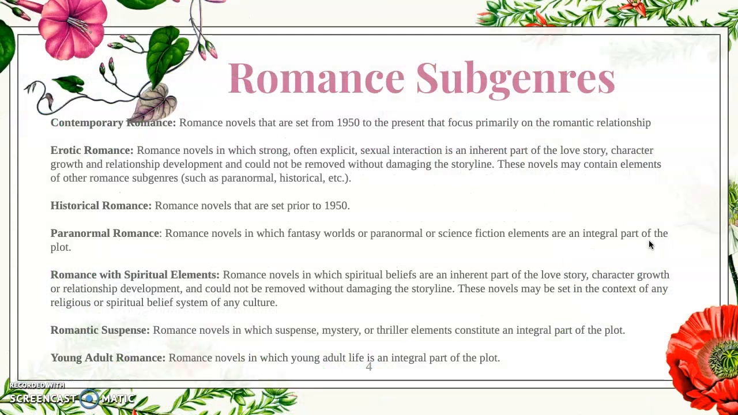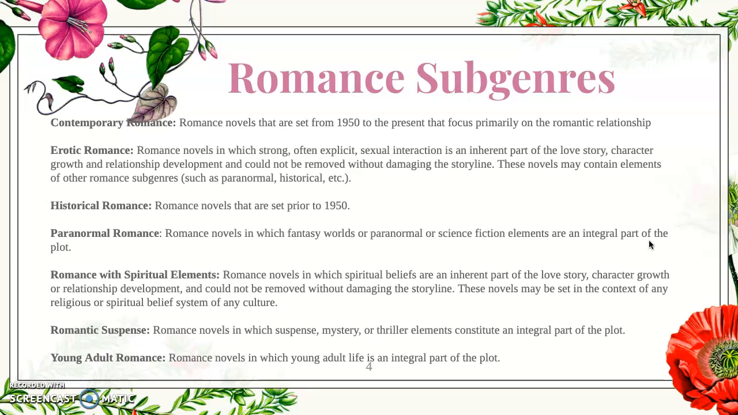Some romance subgenres that I thought were actually interesting are, first, contemporary romance, which means romance novels set from 1950 to the present that focus primarily on the romantic relationship. The next one is erotic romance, which means romance novels in which strong, often explicit sexual interaction is an inherent part of the love story, character growth, and relationship development, and could not be removed without damaging the storyline. These novels may contain elements of other romance subgenres, such as paranormal, historical, etc.